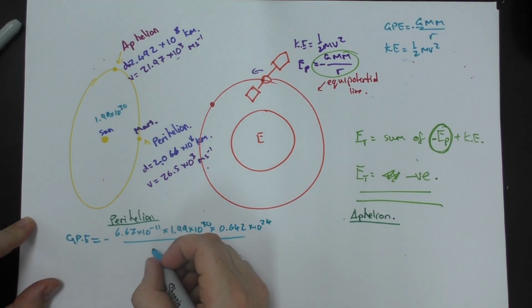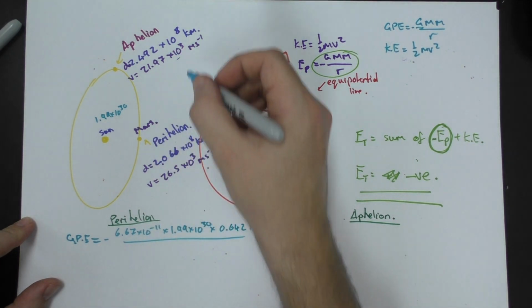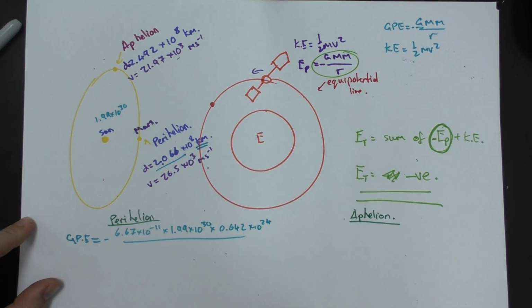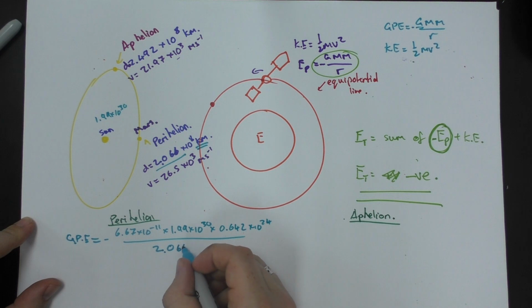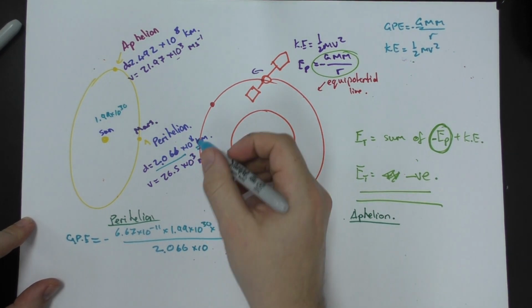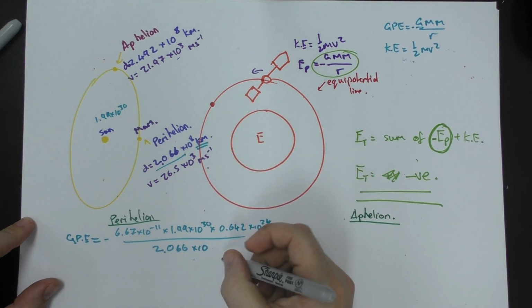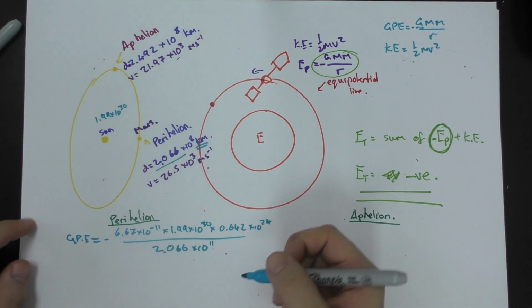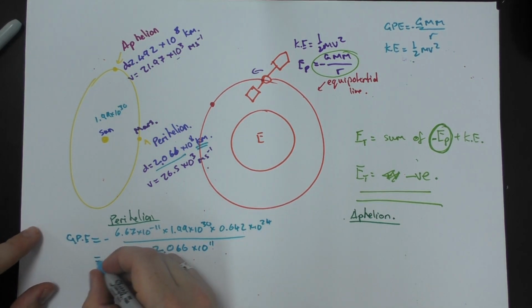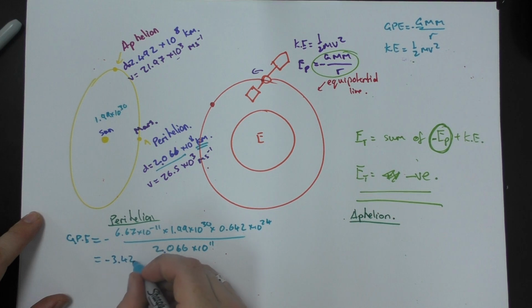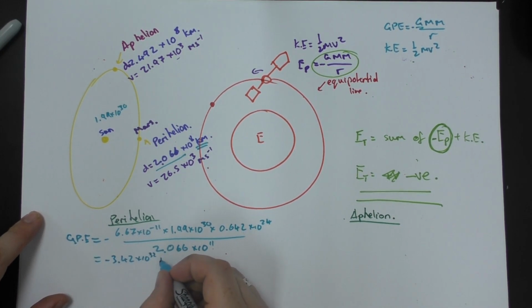Obviously all divided by the distance, which for the perihelion is this distance right here. Bear in mind this is in kilometers, so I'll pay close attention to that one. So 2.066 times 10 to the 8, but it's in kilometers, so I add an extra 3 because that's times 10 to the 3, so that takes me to times 10 to the 11 meters. And when I work that out, I get a value of negative 3.42 times 10 to the 32 joules.